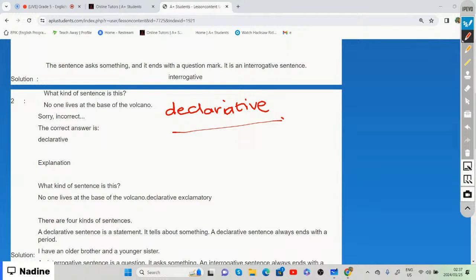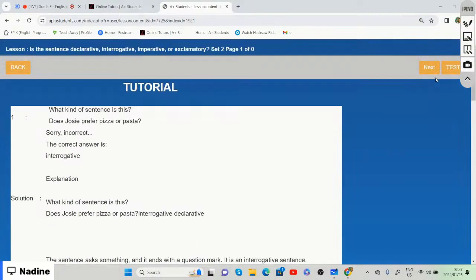All right, so now we're going to our test, right? We're again going to be tested on the four types of sentences. And we said the four types of sentences are a declarative sentence, imperative sentence, exclamatory sentence, and an interrogative sentence. A declarative is a statement and it ends in a period. An interrogative sentence ends with a question mark. It's a question that is being asked.